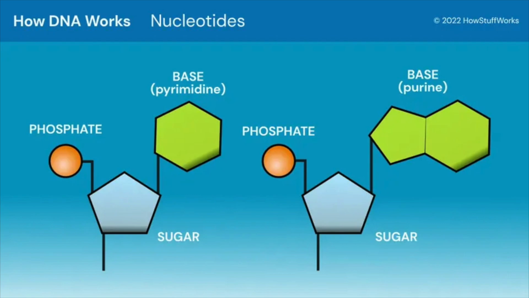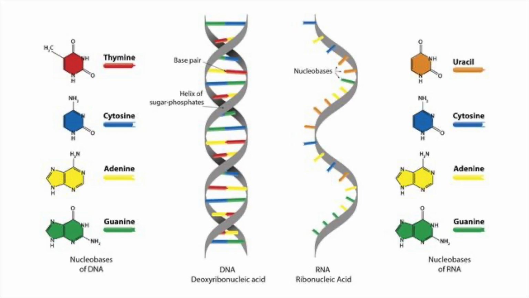DNA is created from building blocks. There are 3 parts: the sugar, phosphate, and the base. There are 4 bases: adenine, thymine, cytosine, and guanine. These are pairs that are always together. Adenine goes with thymine and cytosine goes with guanine.